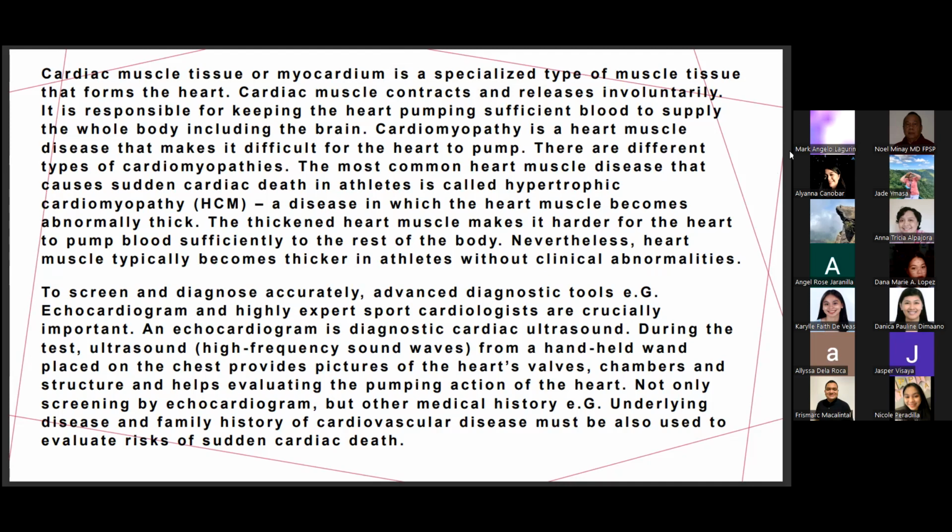Cardiomyopathy is a heart muscle disease that makes it difficult for the heart to pump. There are different types of cardiomyopathies. The most common heart muscle disease that causes sudden cardiac death in athletes is called hypertrophic cardiomyopathy, a disease in which the heart muscle becomes abnormally thick. The thick heart muscle makes it harder for the heart to pump blood sufficiently to the rest of the body. Nevertheless, heart muscle typically becomes thicker in athletes without clinical abnormalities.